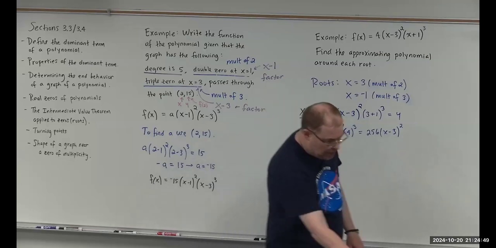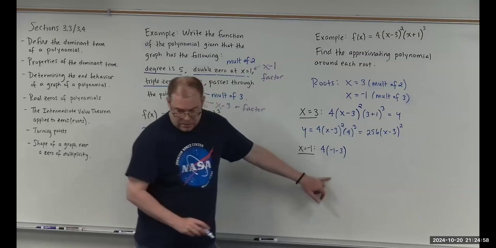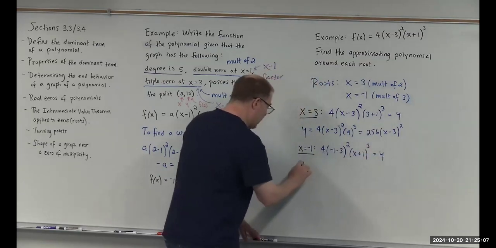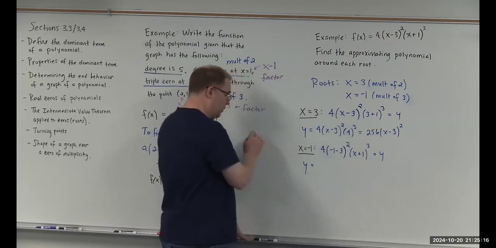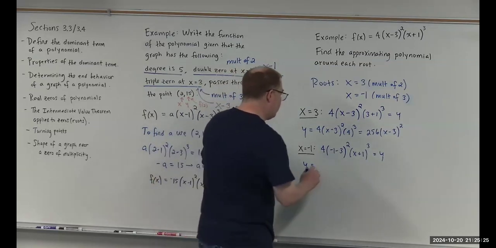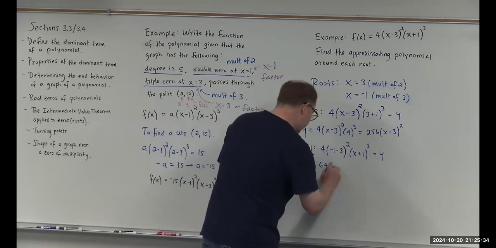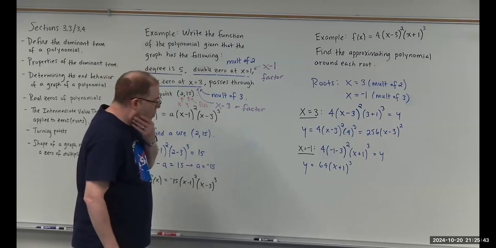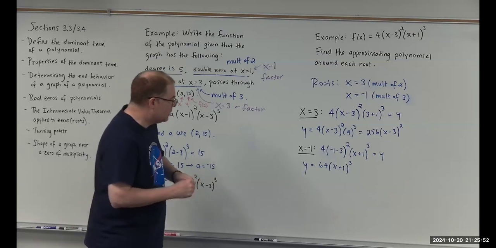So in this case, we're going to get 4 times (negative 1 minus 3) to the power 2 times (x plus 1) cubed. And I'm going to call that y again. So y is going to be equal to, this is going to be minus 4 squared, okay? And there's a negative here, or actually no, it's positive. So we get 64 times (x plus 1) cubed, okay? All right. So that's going to be the approximate polynomial around negative 1. So let's go ahead and plot that.